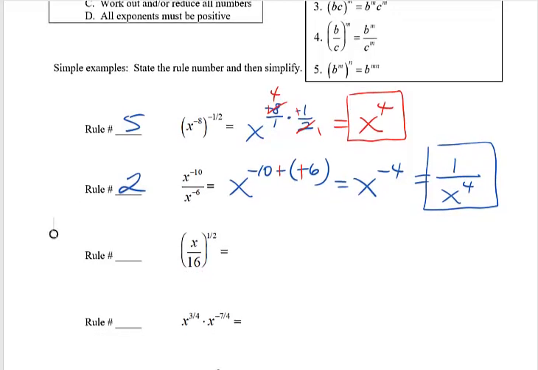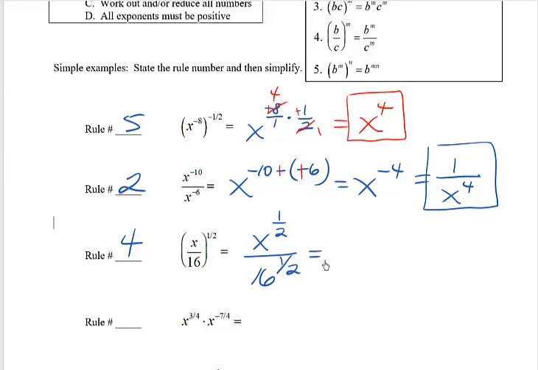Let's move down to the third example. In the third example, you should have gotten rule number 4. This is not rule 2. I'm not dividing 2 items with the same base. I have a single division problem that is being raised to a power. Again, identical here to rule 4. Rule 4 says that I can distribute that 1/2 power to each piece. So I can distribute it to the x, and I can distribute it to the 16.